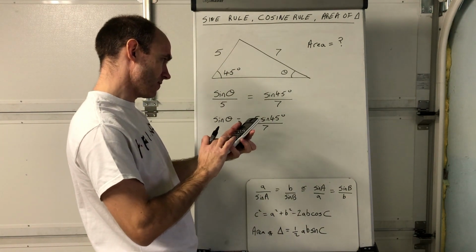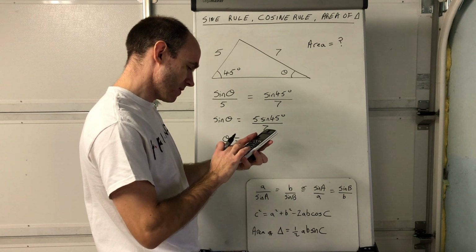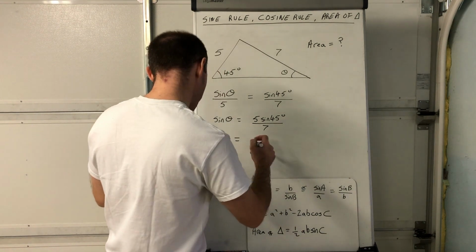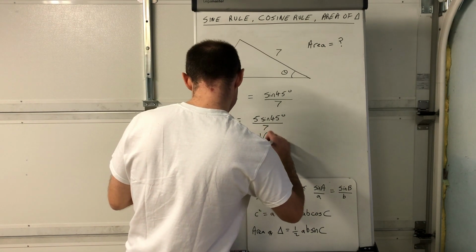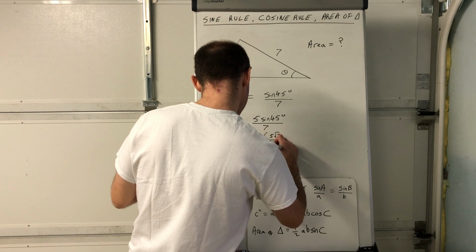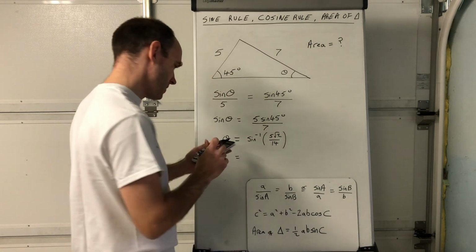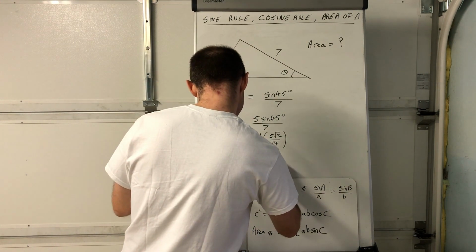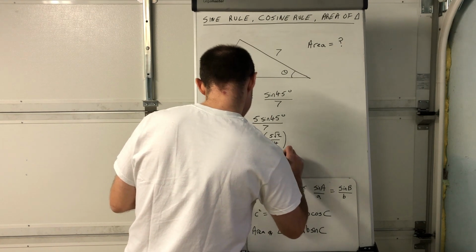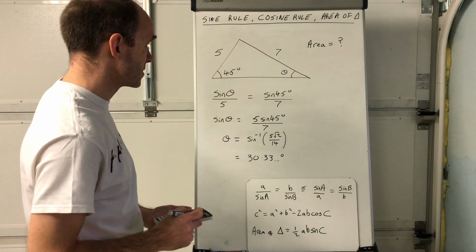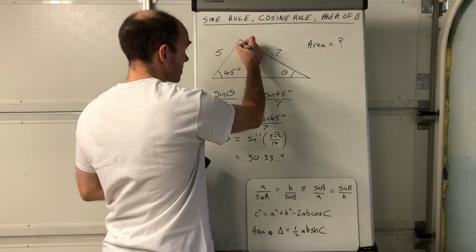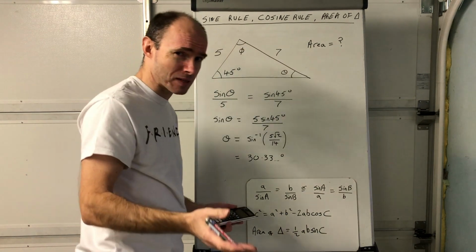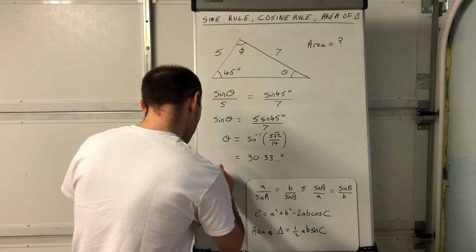So let's just work out what that is. Sine 45 is root 2 over 2, times 5 divided by 7, it gives me 5 root 2 over 14. I'm going to type in inverse sine of 5 root 2 over 14, and that gives me 30.33 something degrees. So I now know what that angle there is. Now I'm going to work out this angle next. Let's call that something different. Let's call it angle phi. Sorry if you've not seen that letter before, but that's the angle I'm going to use. And it's quite simple.